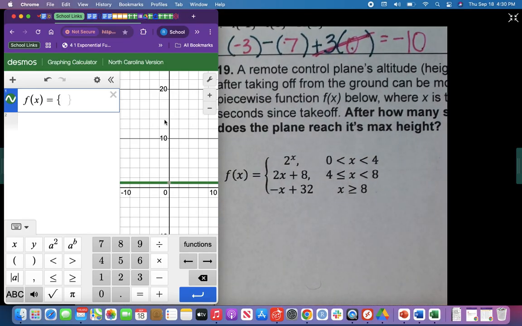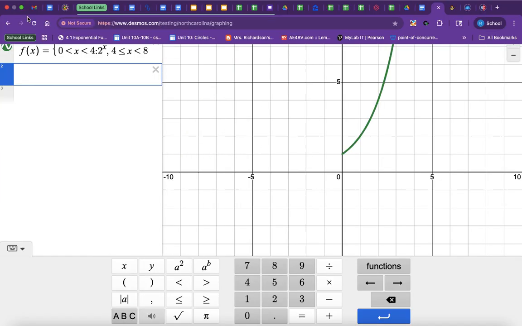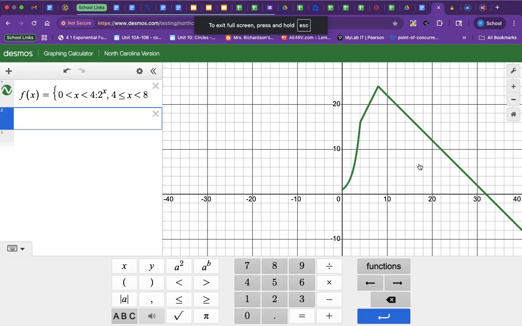So right side, 0 less than x less than 4, colon, the left side, 2 to the x, comma, next line, right side, 4 is less than or equal to x less than 8, colon, the left side, 2x plus 8, comma, last line, x is greater than or equal to 8, colon, negative x plus 32. Close your curly brackets. All right, so there's my function. So let me zoom out so we can see it. Okay, boom, there it is.